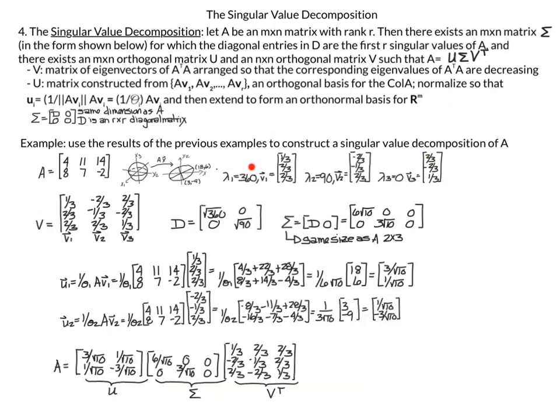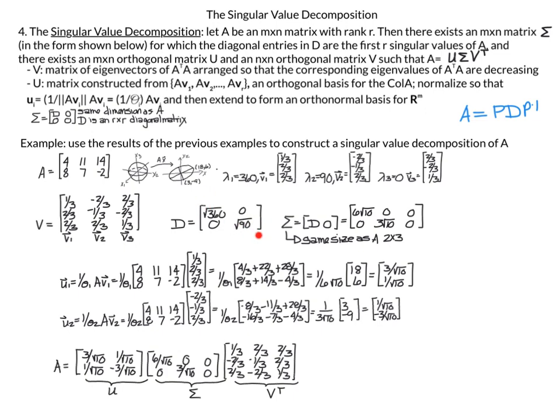I have my three eigenvectors here, and, taking some inspiration from diagonalization, I'm going to have my V matrix based on my eigenvectors. So my first eigenvector V1 is 1/3, 2/3, 2/3. My second eigenvector V2 is minus 2/3, minus 1/3, 2/3. And my third eigenvector V3 is 2/3, minus 2/3, 1/3. My D, my diagonal, I'm going to put my eigenvalues on the diagonal. That's square root of 360 and square root of 90.